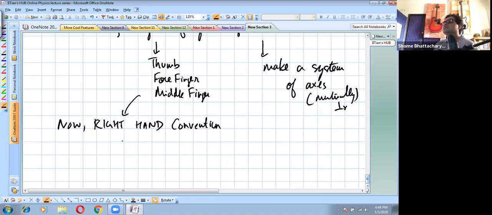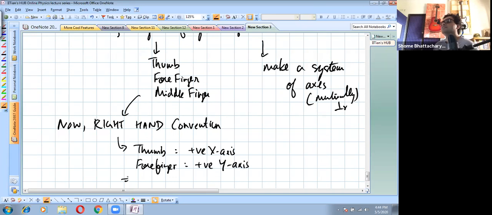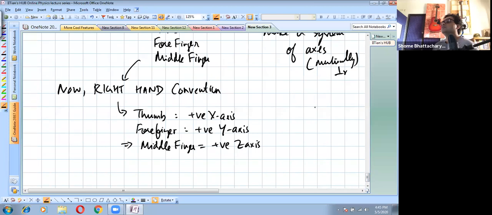This convention is that the thumb is the positive x-axis. The forefinger is the positive y-axis. And then by definition, the middle finger becomes the positive z-axis. So if you fit that into this diagram now, you will see why that is happening.